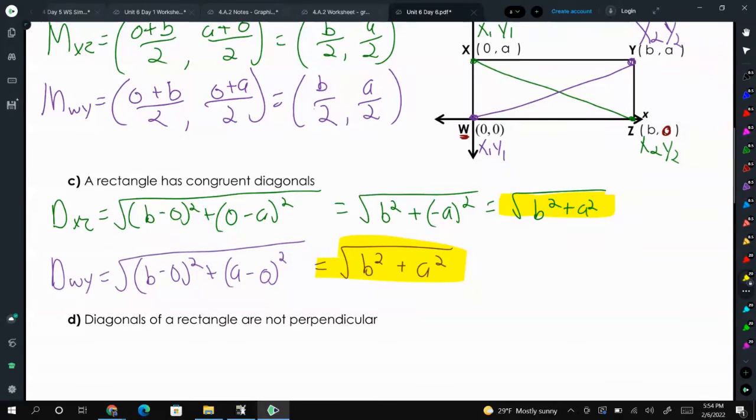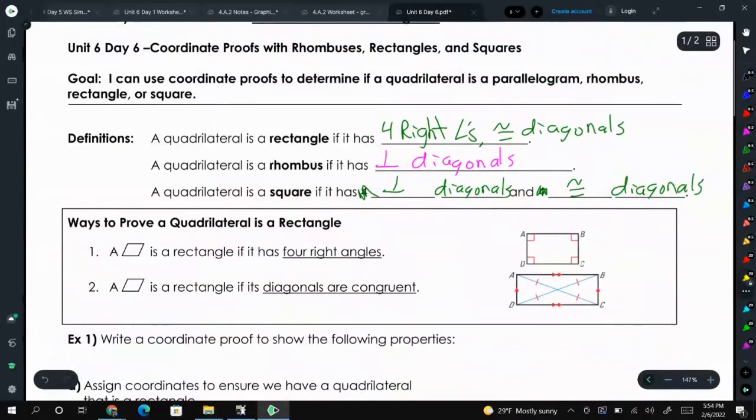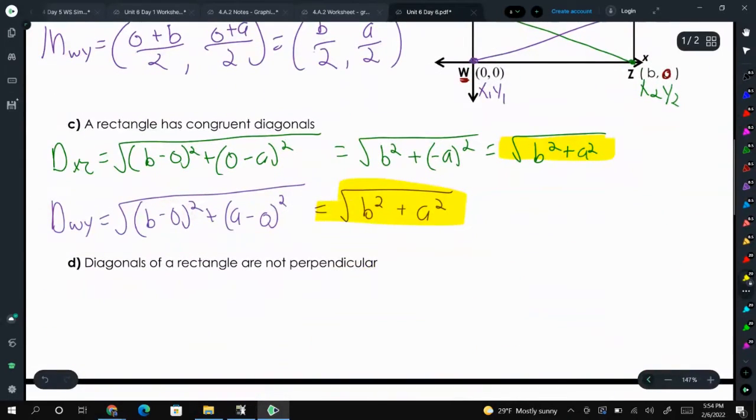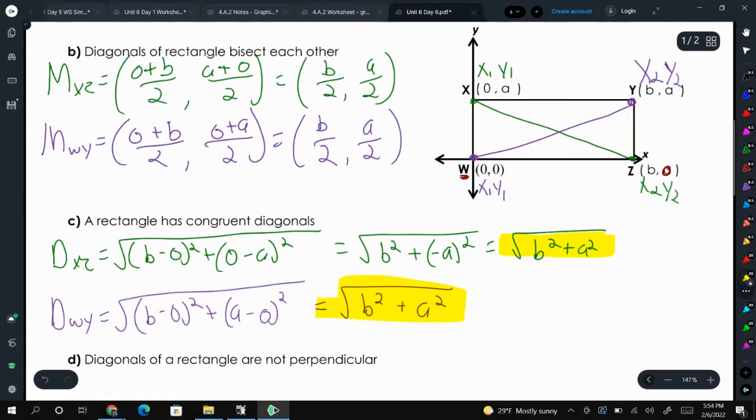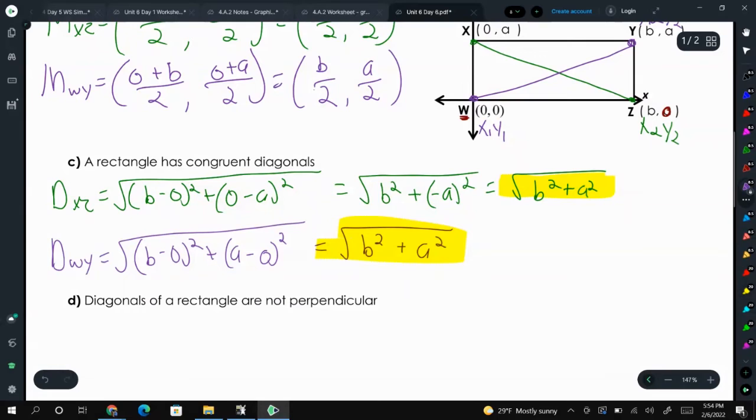Now, like we were talking about with the properties of rectangles, yes, the diagonals should be congruent. We've shown that. Yes, the diagonals should have the same midpoint or bisect each other. We've shown that. But what if this is also a square? Because a square has perpendicular diagonals as well. So we have to then look at the slope between the diagonals to see if they are opposite reciprocals. So let's do that.